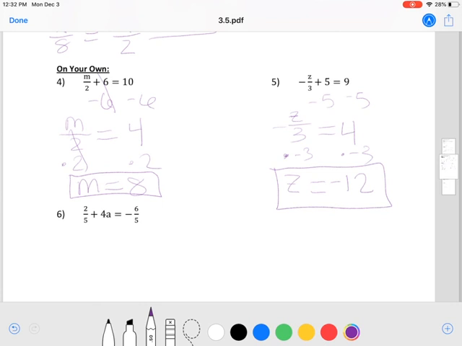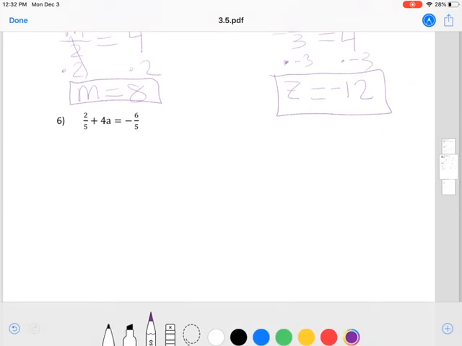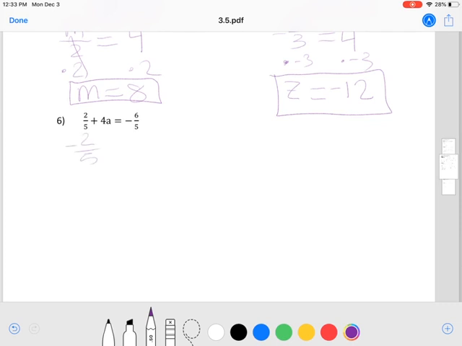All right, last but not least, number 6. 2/5, or 2 divided by 5, plus 4a, or 4 times a, equals negative 6/5, or negative 6 over 5. So first we see this plus sign. This is plus 2/5, so to undo that we're going to subtract 2/5 from both sides.